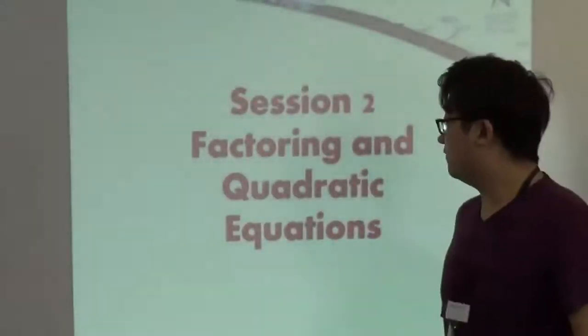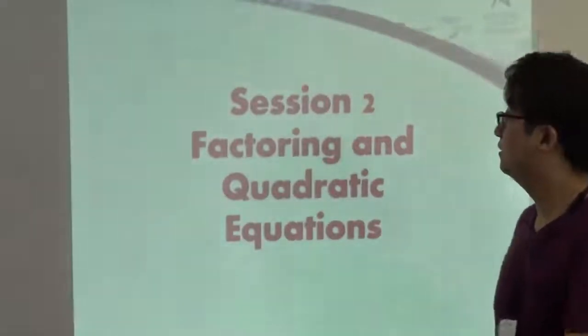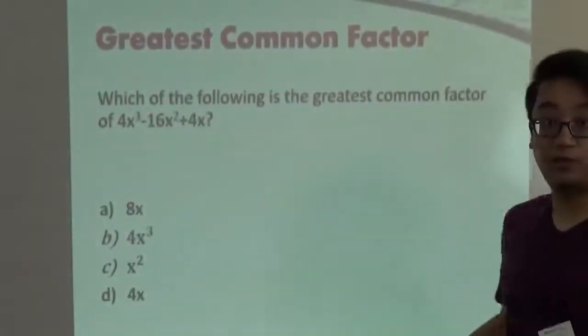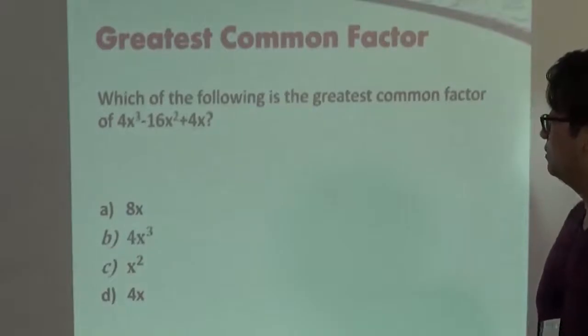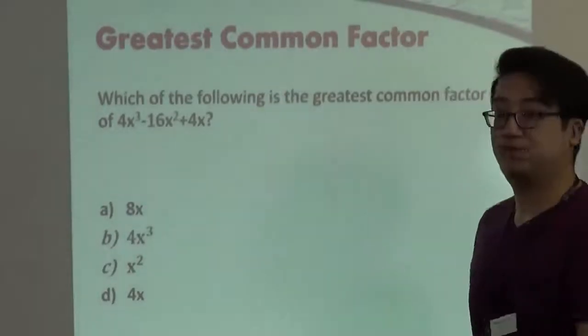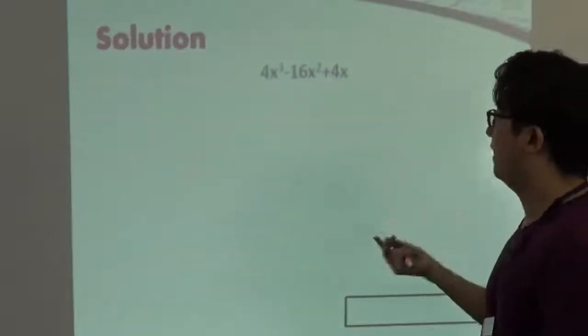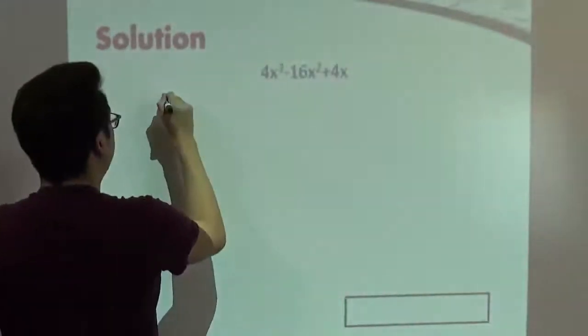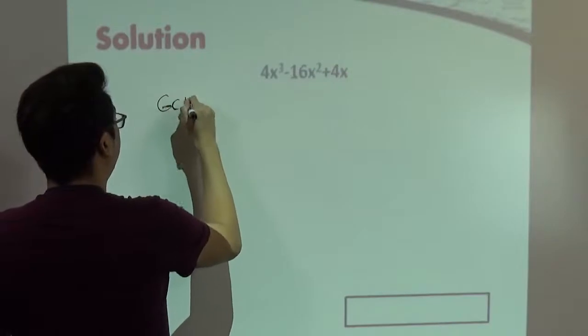Today's session we'll be doing factoring and quadratic equations. So, first thing we're looking at is the greatest common factor. Which of the following is the greatest common factor of 4x cubed minus 16x squared plus 4x? So we're talking about greatest common factor, or we abbreviate it as GCF.